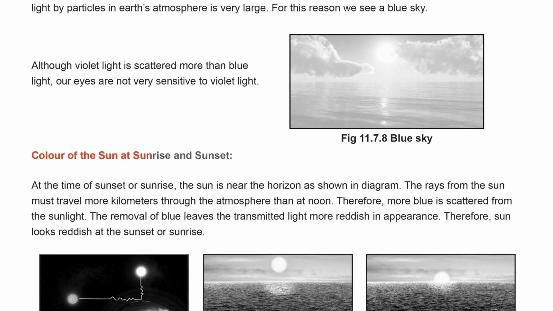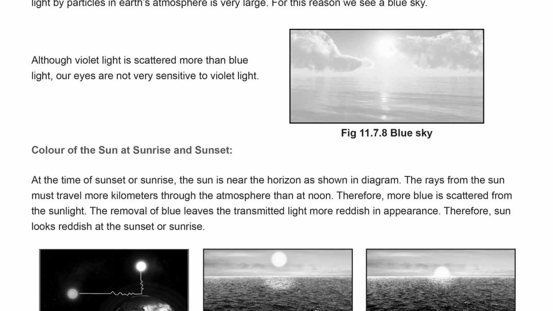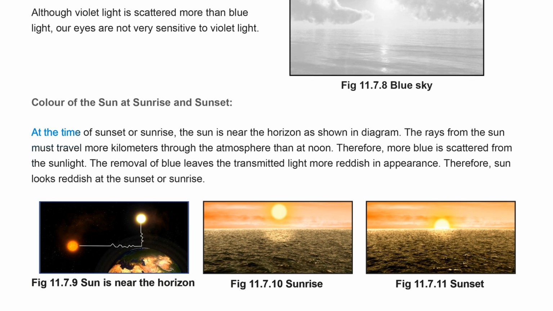Color of the Sun at sunrise and sunset. At the time of sunset or sunrise, the Sun is near the horizon as shown in the diagram. The rays from the Sun must travel more kilometers through the atmosphere than at noon. Therefore, more blue is scattered from the sunlight. The removal of blue leaves the transmitted light more reddish in appearance. Therefore, the Sun looks reddish at sunset or sunrise.